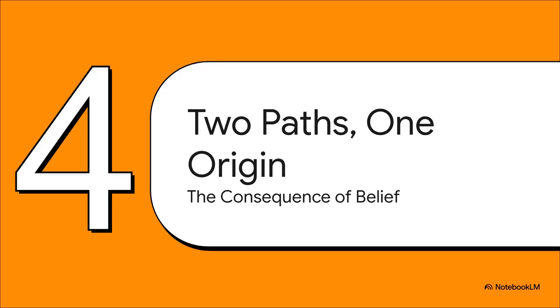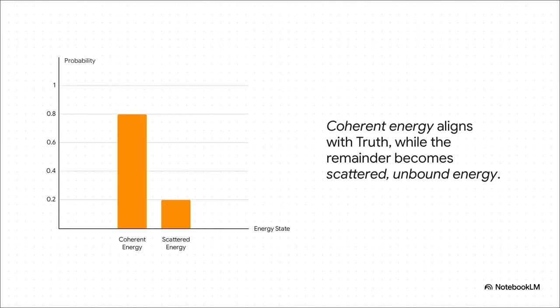All right, let's zoom out for a second and look at the bigger picture here, because the implications are pretty profound. This probability calculation, it turns out, does more than just decide if something exists or not. It actually sets it on one of two ultimate cosmic paths. So according to the source material, the probability that something forms corresponds to coherent, structured energy. But what about the rest of the probability? You know, the part that didn't make the cut? Well, that becomes scattered, unbound energy. And the model even suggests this could be analogous to what we call dark energy.